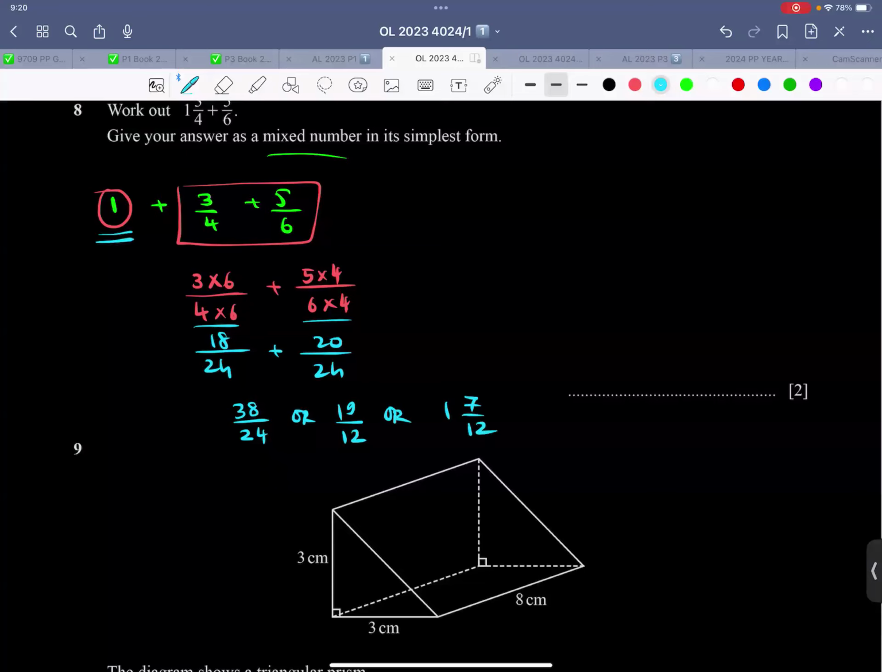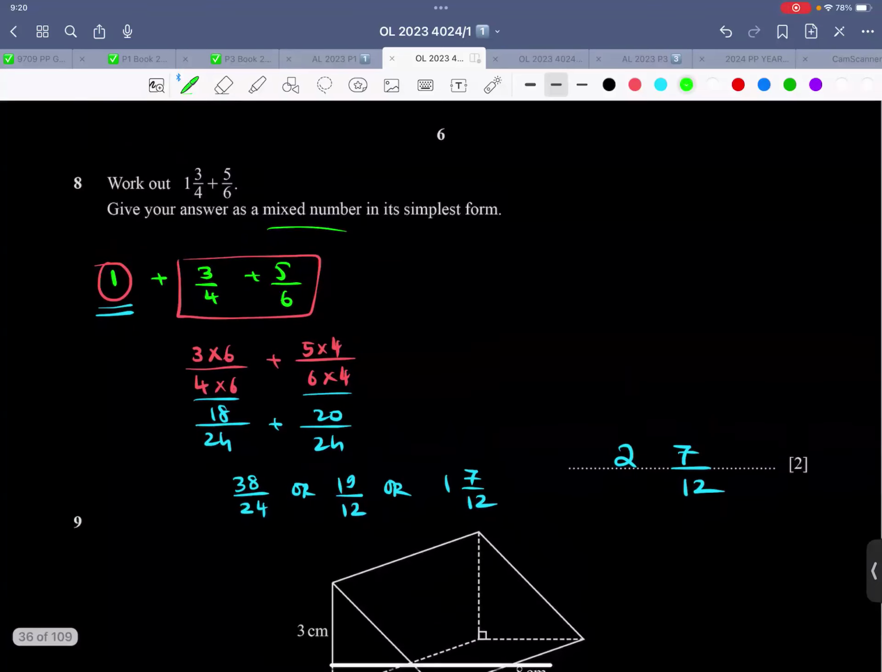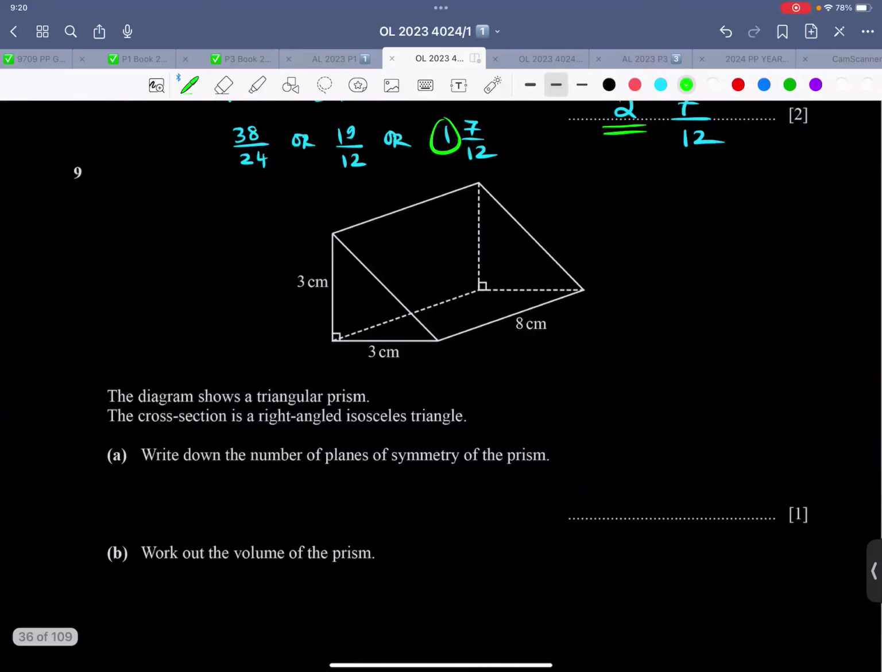So keep in mind that you already have this one. So this is 2, 7 over 12. That is the answer. So basically what I did was to isolate this one separately, add up these two, write this in this format, and then 1 is added to that one.